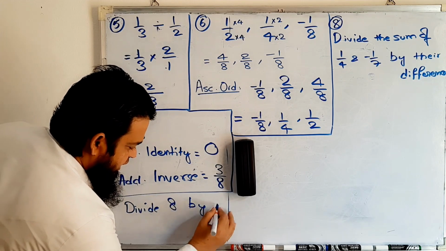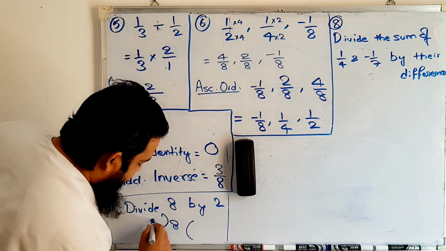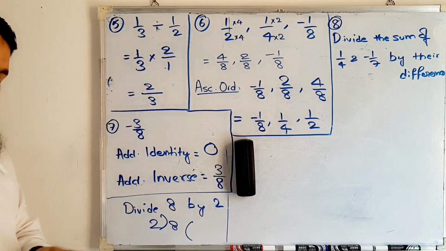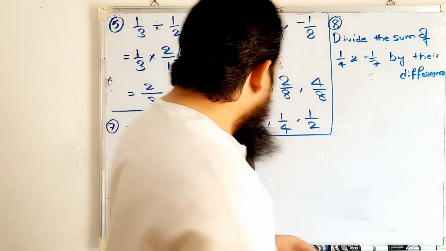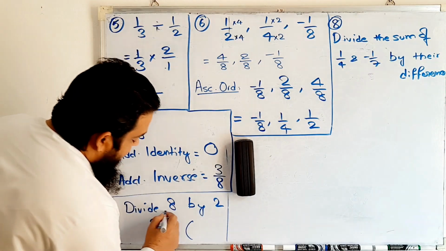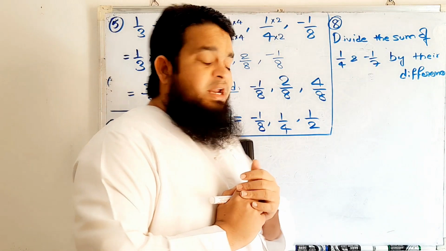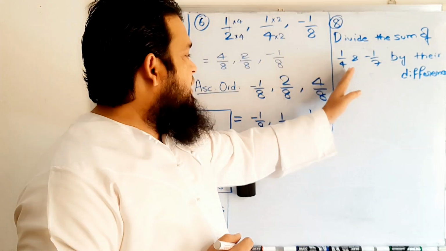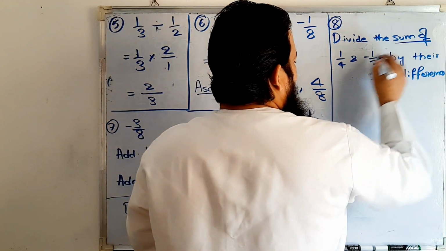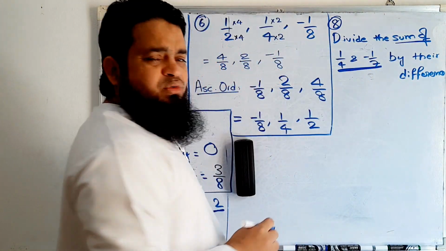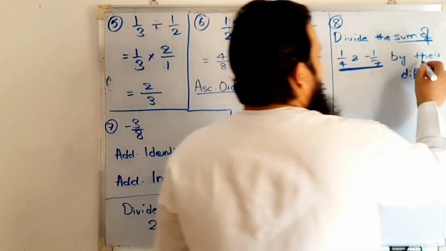8 by 2. So what do you do? 8, we are going to divide it by 2. You have to think the same way. Read the problem properly. Whenever you divide, you should have a dividend and a divisor. So what is the dividend over here? The sum of 1 by 4 and minus 1 by 7 is the dividend. By what? Their difference.